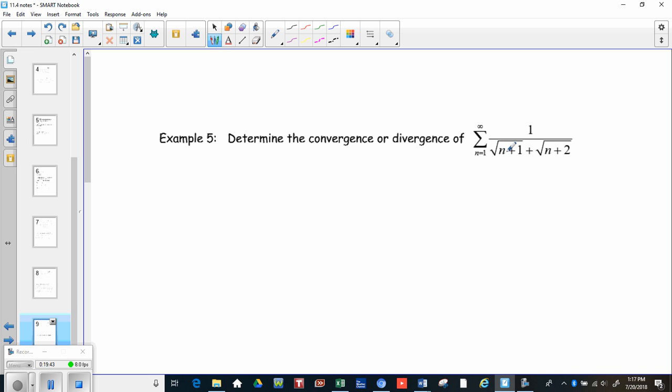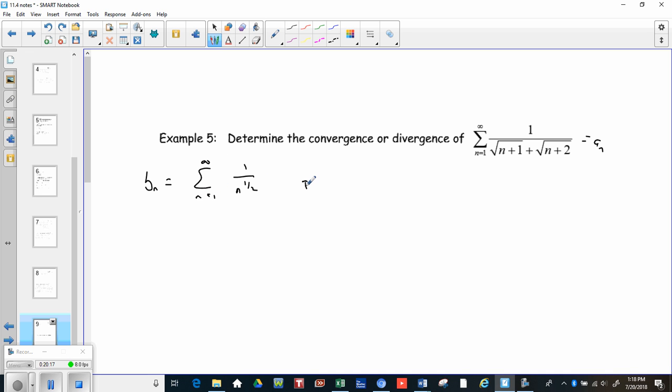What we have is the dominant term in the denominator is the square root of n. Dominant term here is square root of n. You can add those two together, technically you'd get 2 square roots of n from that, but the dominant term in the denominator is a square root of n. So if we let this be a sub n, our b sub n that we're going to compare this to is going to simply be 1 over the square root of n, which is 1 over n to the 1/2, as n goes from 1 to infinity.